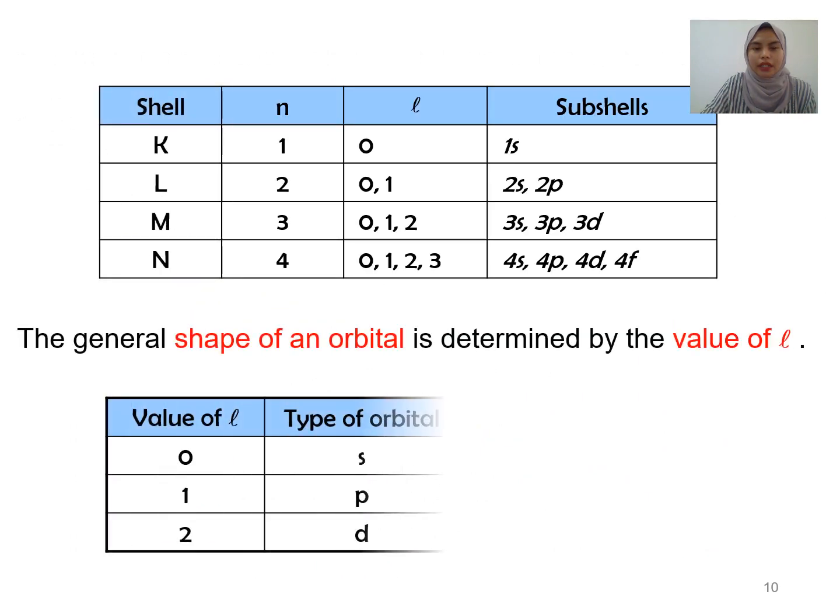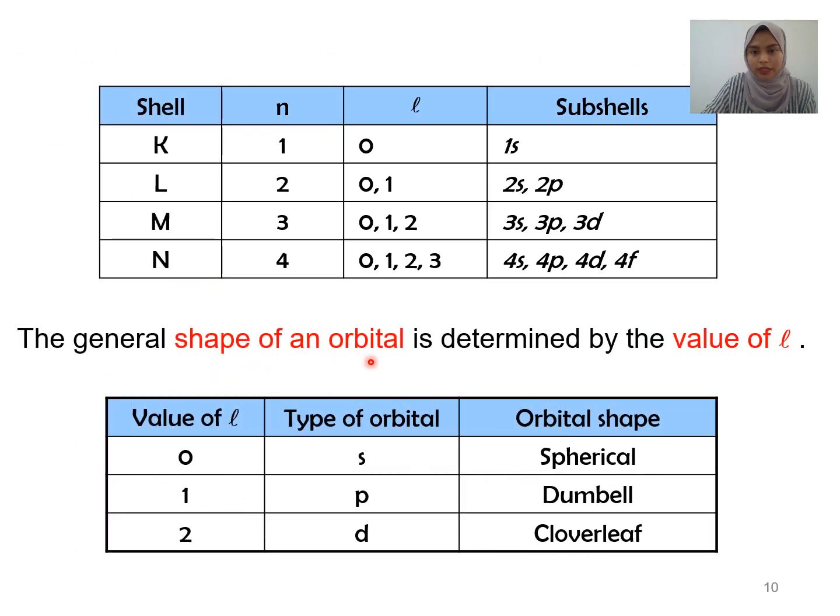Okay, basically, if you want to know the general shape of an orbital, you need to find its value of L. The value of L gives the type of orbital or subshell, which determines the orbital shape. If you have S orbital, then the orbital shape is spherical. If you have type of orbital P, then the orbital shape will be dumbbell. If you have the type of orbital D, the shape will be cloverleaf. For this kind of thing, we will draw the shapes together later.